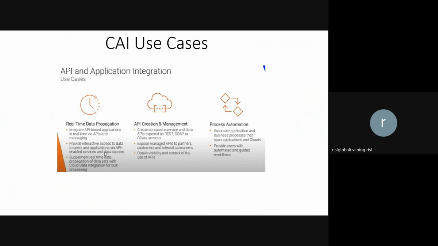Then we can see here: supplement real-time data propagation of data sets with cloud data integration for bulk processing. For example, let us say we need to take care of bulk processing. In that case, we can also take care of bulk processing in real time as well. But usually for bulk processing, batch is recommended, though real time also has a provision to get it done, right? So that's real-time data propagation.